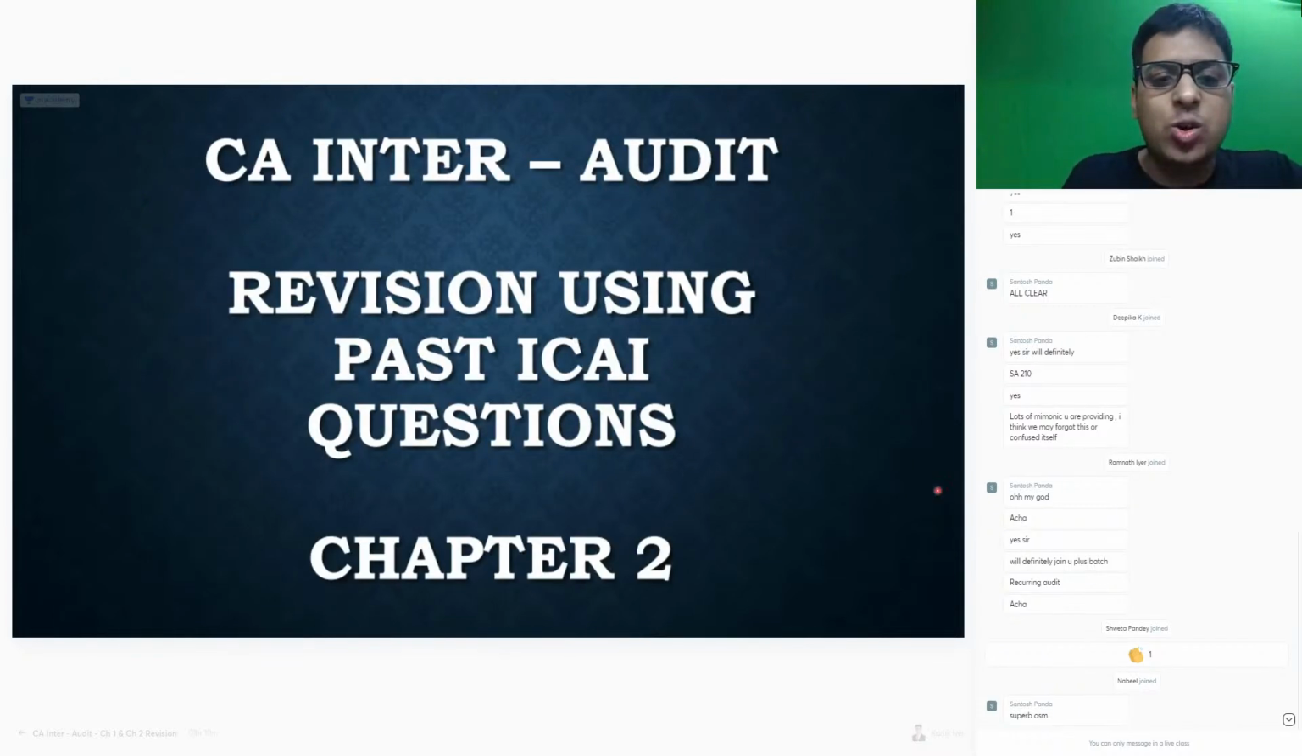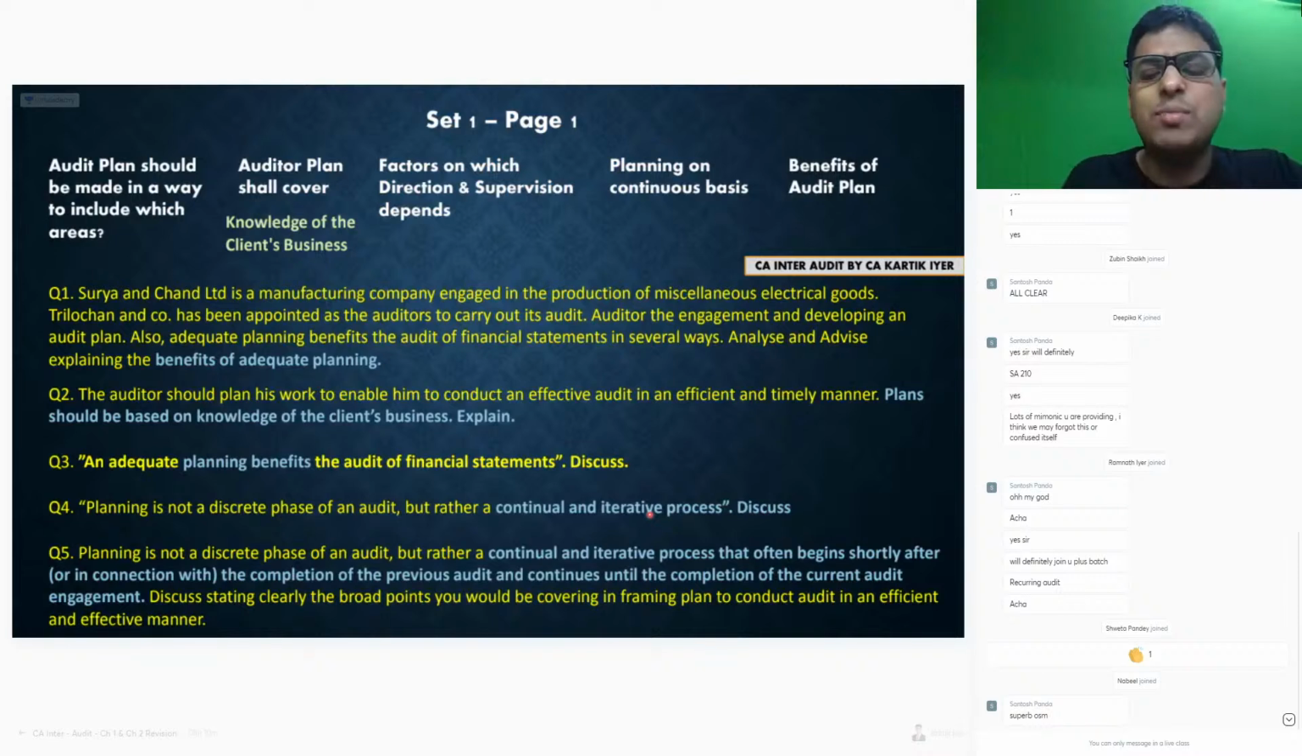So now let's go to the next chapter, that is chapter 2. Okay, chapter 2 is a smaller chapter. So let's see this. Now chapter 2 is nothing but, see, three things: audit strategy, audit planning, and audit program. Audit strategy, audit planning, and audit program. Simple.